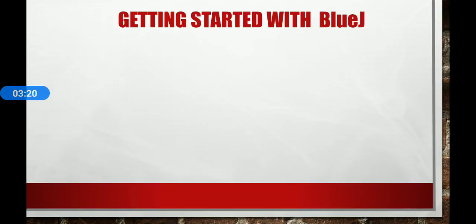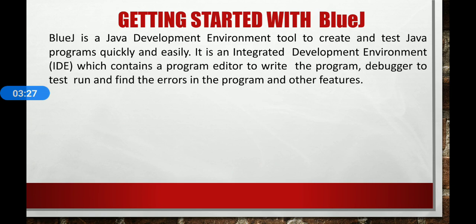Now let's start BlueJ. BlueJ is a Java development environment tool to create and test Java programs quickly and easily. It is an integrated development environment, also known as IDE, which contains a program editor to write the program, a debugger to test run and find the errors in the program, and other features. BlueJ can be downloaded from www.bluej.org.